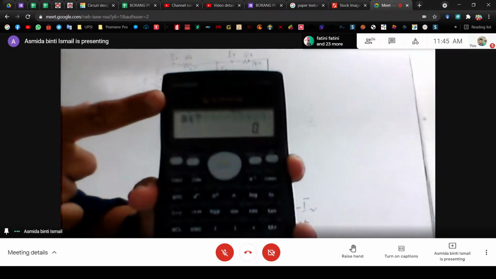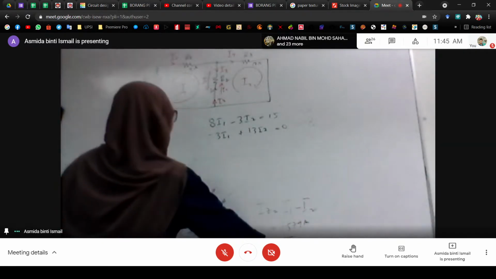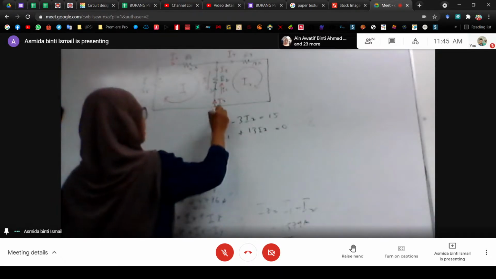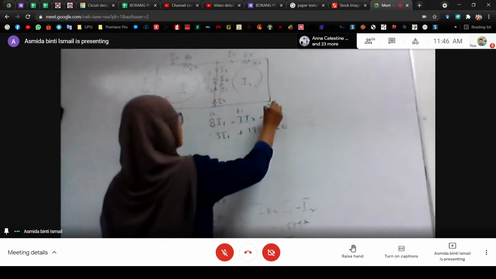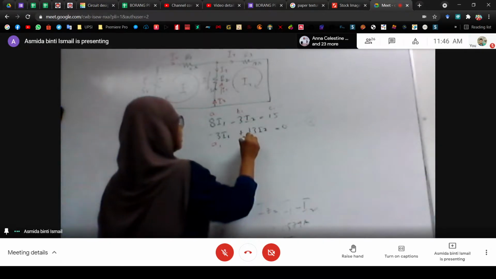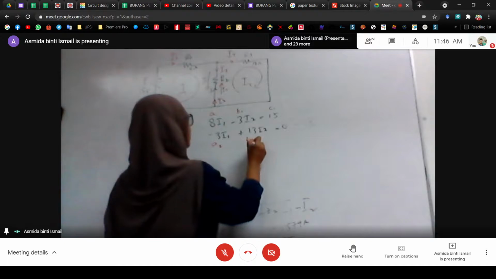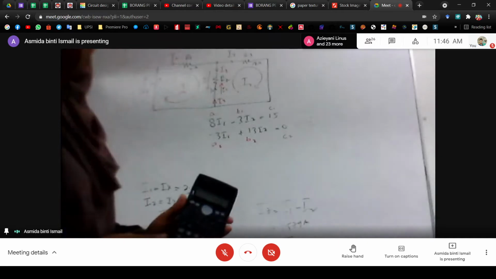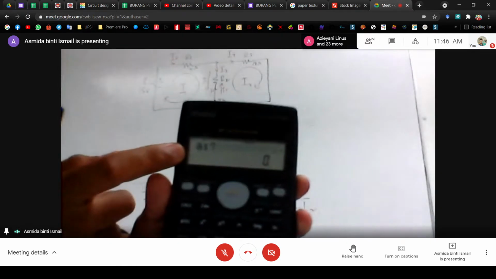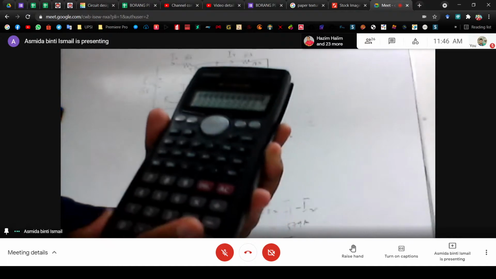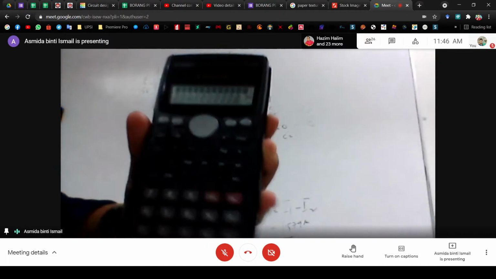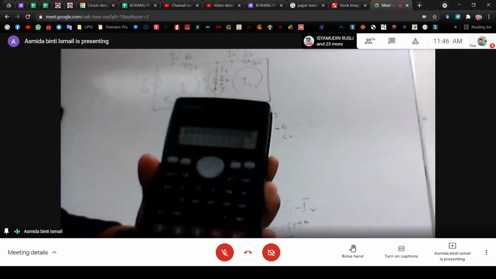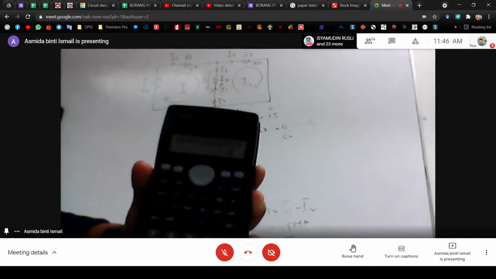Okay, and then dia akan keluar A1. Okay, A1 is here. This is A1. This is B1. This is A2. This is B2. Okay. So what is the value for A1? A1 is 8. Type 8 and then press equal. What is B1? B1 is minus 3. Minus 3 and then equal. C1.